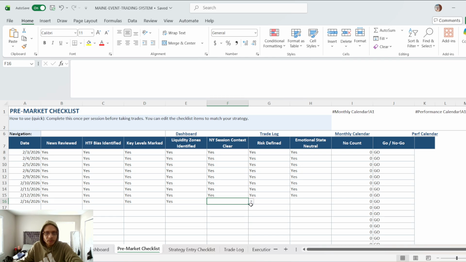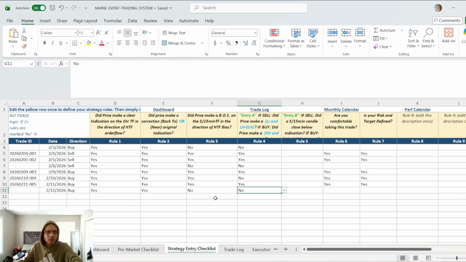Complete this. Session clear, risk defined. Mental state, I'm neutral, baby. We are good to go today. To our strategy entry checklist. As you can see, we left off with a no trade on Friday.